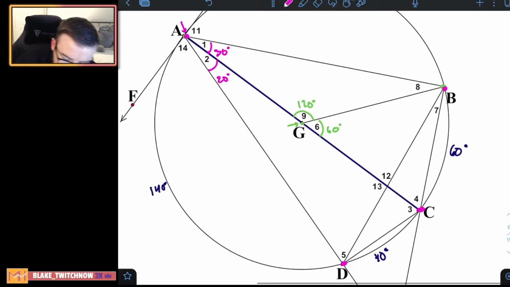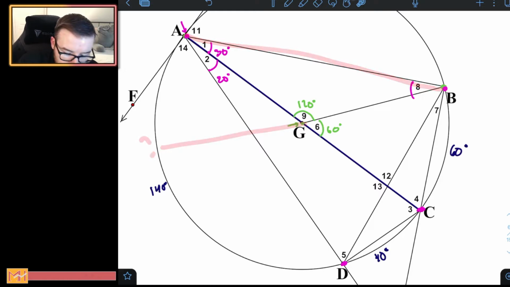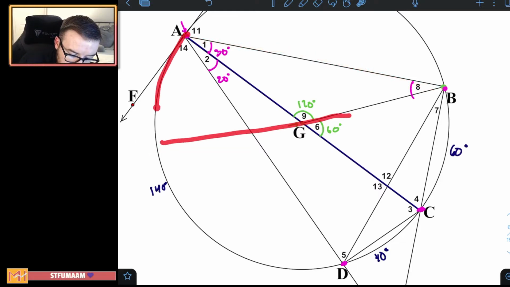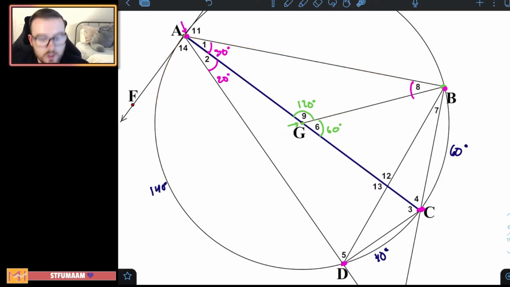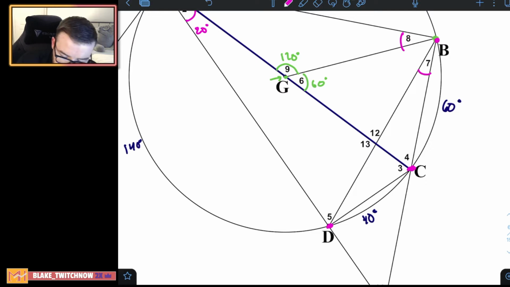I'm going to keep circling around. Here's another inscribed angle, angle 8. But if you notice, it does not intercept a particular arc. We don't know what arc this would intercept. You might have another strategy as to how you might solve for angle 8, but I'm going to pause and stay with the pattern here. Let's go to angle 7. It intercepts DC, which is 40. Half of that is 20.